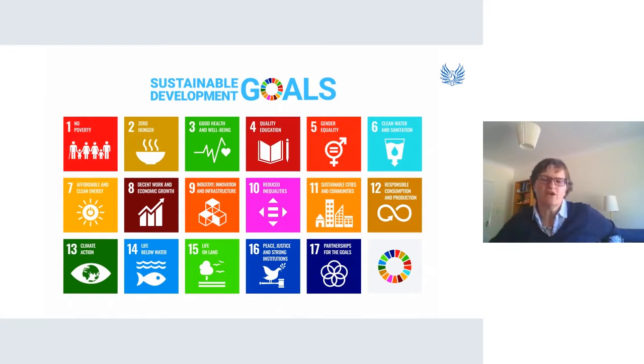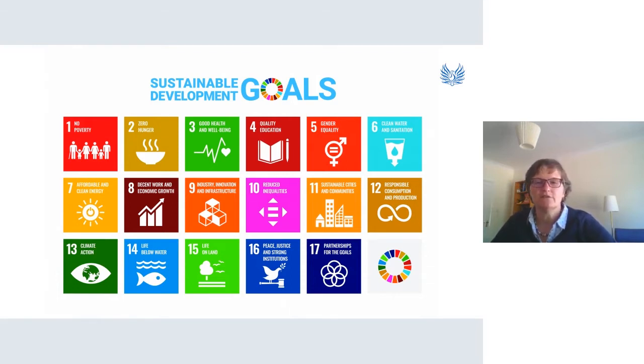The 17 goals, for those who are not too familiar, were adopted by all the world's governments at the UN in 2015, and they're due to be achieved by 2030. And they represent really big challenges requiring big imagination, big ideas from the next generation of decision makers. So they're very highly focused on students' wants, needs, and requirements for the future.